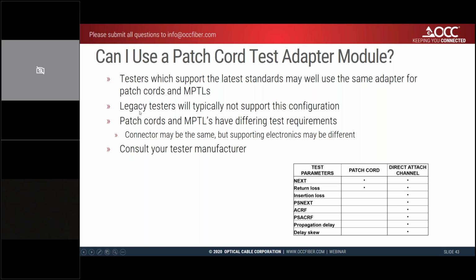But legacy testers, it's almost guaranteed that they won't, and that's because back when they were supporting testing of patch cords, what they had in mind was, okay, we're going to test a patch cord, and it only needs to test NEXT and return loss. And while that might not seem like a big deal, to get all these other parameters, there actually needs to be some different kinds of terminations and some switching built in, and probably some different electronics and software that goes along with it as well.